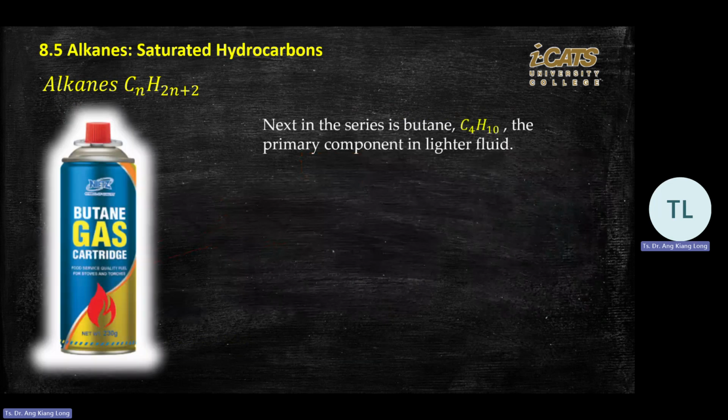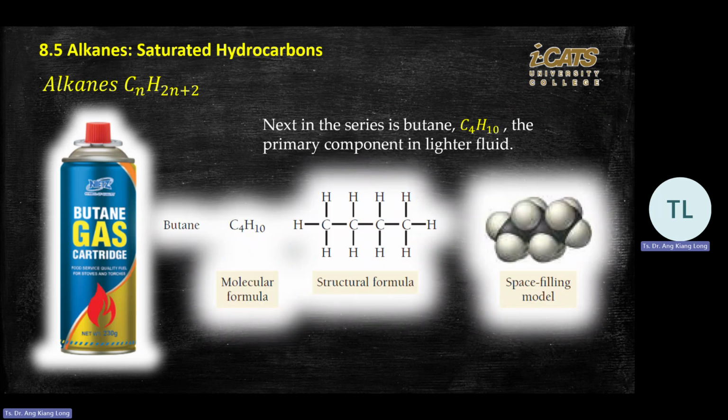So the next one is called butane, which is n equal to 4 and H equal to 10, which is in the canister of gas that you use for your camping stove and so on. Okay, so it's C4H10, and you should know how to draw this one already. Right? So four carbon and then surrounded by 10 hydrogen. Are you able to write the condensed formula?